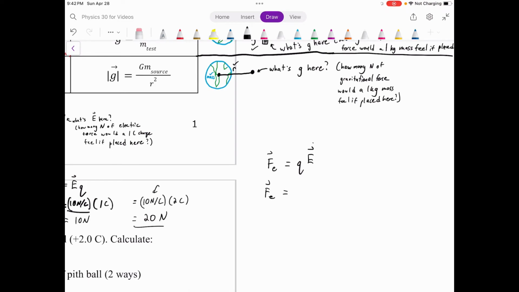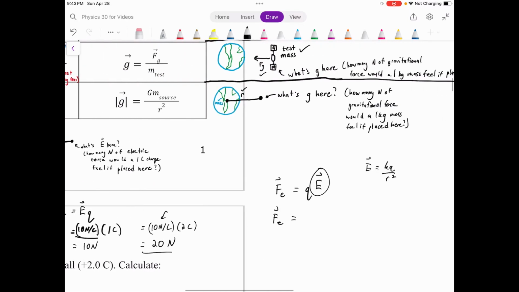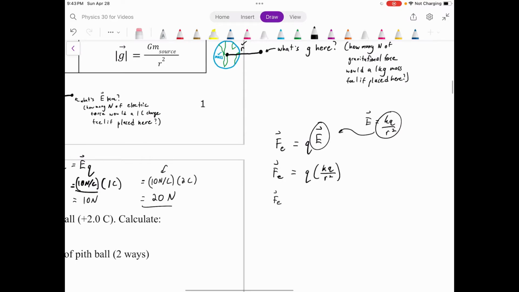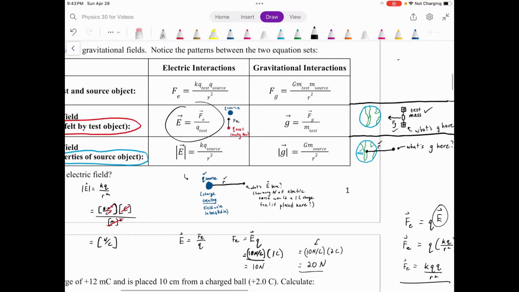Let's see. If I say the electric field is just kq over r squared, q being the charge that's creating the electric field, r being how far we are from that charge, and I put it in here, do you see where this is headed? q times kq over r squared. If we simplify that and multiply the q into that expression, we get kqq over r squared, which is just Coulomb's law. Putting those two equations together essentially gives us Coulomb's law.